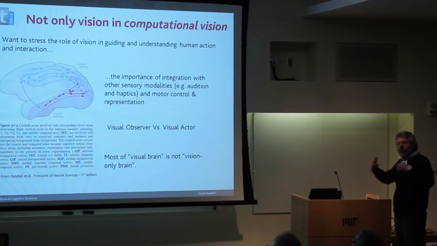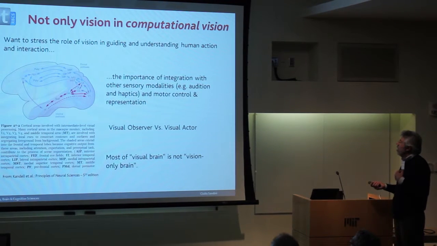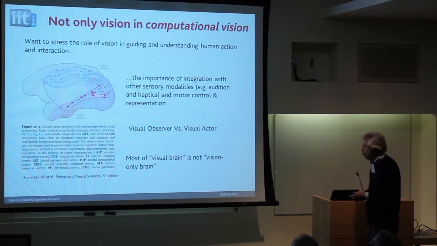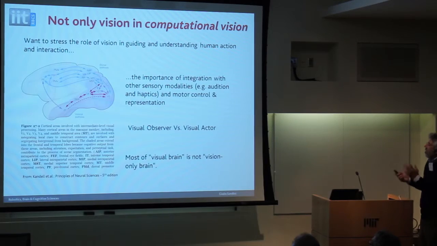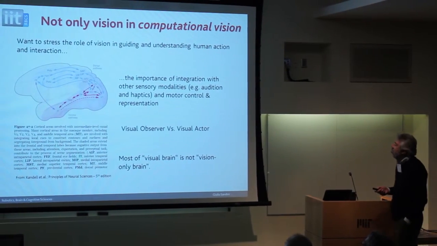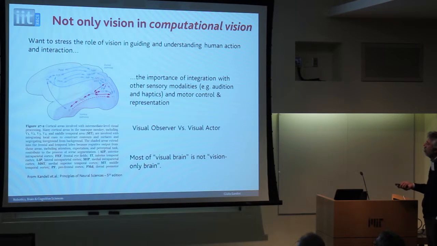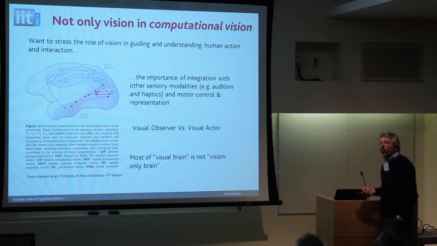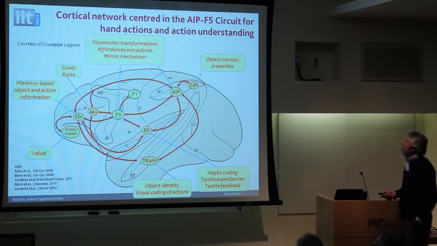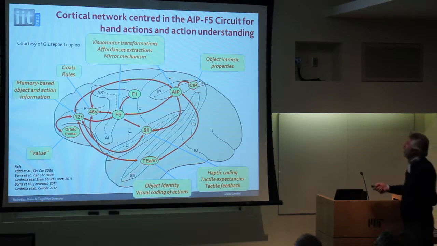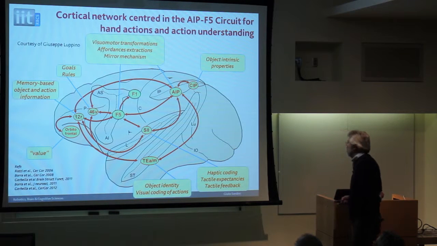So try to see the role of vision in support to the actor and not only in support to the observer. So it's more to control, which is, I think, a very, very important role for vision and for survival, and most of the visual brain, in fact, not only vision. I just have another slide that was given by Giuseppe Luppino, this cortical network for hand actions and action understanding. There is a lot of processing going on all around.